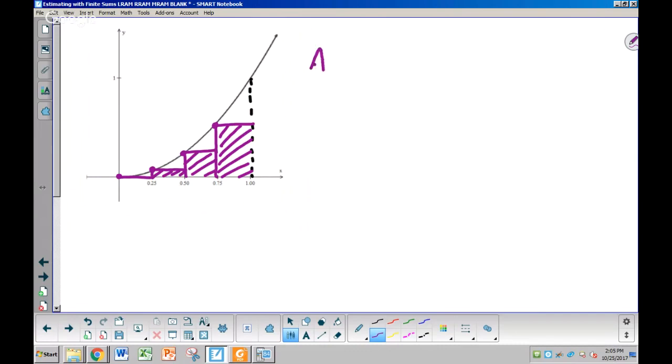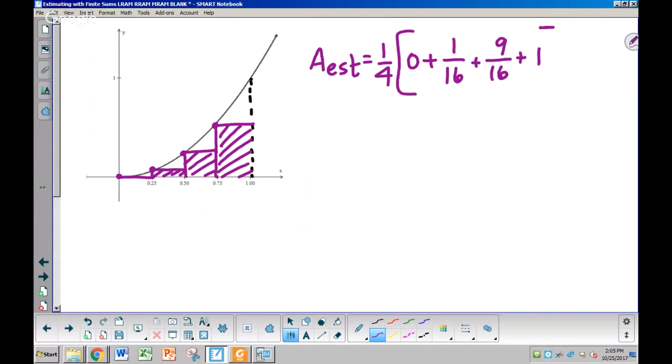So what would the area estimation be here? Well, what are the widths still? 1/4. Do we agree? And then the first height is 0, plus 1/4 squared, which is 1/16, plus 3/4 squared, which is 9/16, plus, oh, we need the 1/2. I forgot the 1/2. Let's not do that. That would be bad. 0 plus 1/16 plus 1/4, I'm sorry, 1/4 plus 9/16. So I should have 4 representations of heights, right? Because I have 4 rectangles.